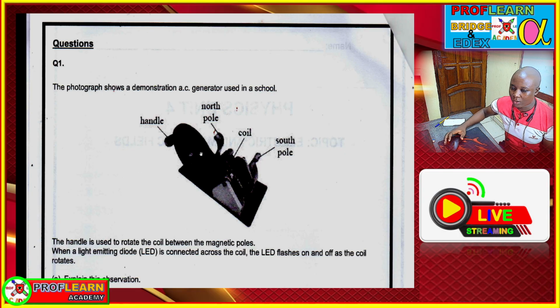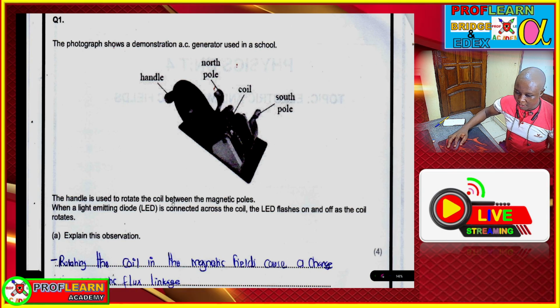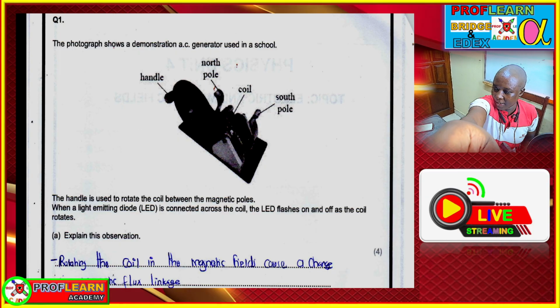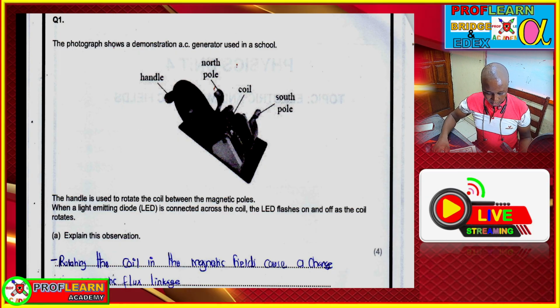So let's check out questions that have been asked, and then you can be able to see in this particular setup, we are told that the photograph shows demonstration of AC generator, and this particular AC generator that is used is just a model that is used in school. And then we are told that the handle is used to rotate the coil between the magnetic poles.